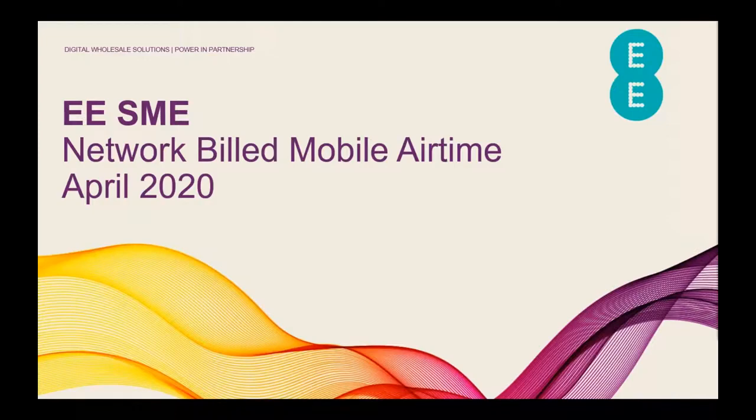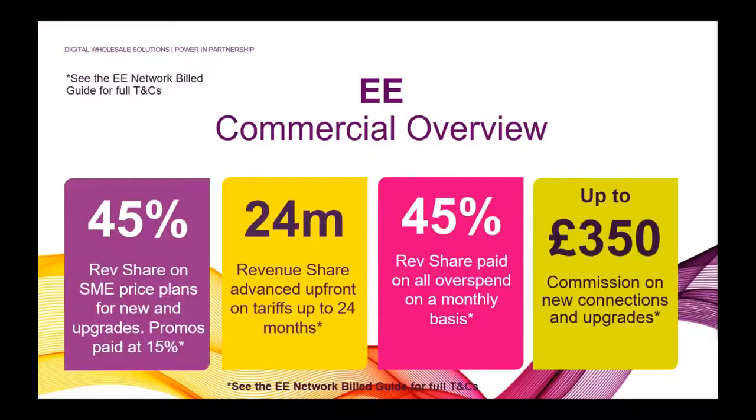Looking at EE, again, from a headline perspective, 45% revenue share on speed price plans for new and upgrades, with EE's promotional tariffs paid at 15%. Revenue share is advanced upfront on all tariffs up to 24 months, so that we as DWS pay you the partner the entire revenue share upfront for the 24 months.